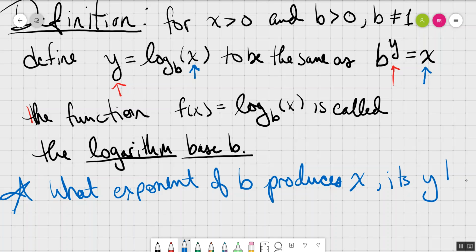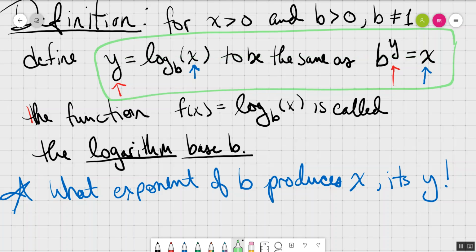What exponent of b produces x? It's y! I know this question seems weird right now, but you're going to hear me do this later, and it will absolutely help you do these. So first off, I want us to focus on this step right here. Taking these two and then rewriting them.